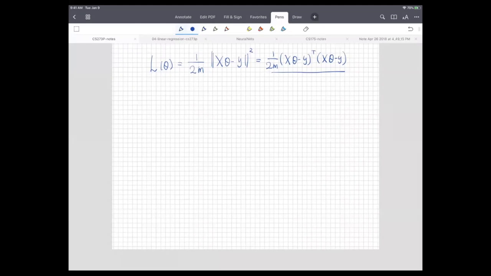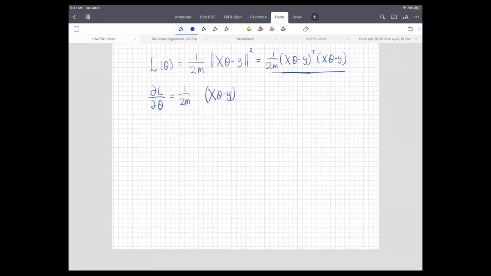Because it's a quadratic function, you can calculate the gradient of L with respect to theta. In this matrix representation, essentially you view this as a quadratic function. You have 1 over 2m as a coefficient in front, and you have X theta minus y here, times X theta minus y. So that will be quadratic because of the quadratic terms.